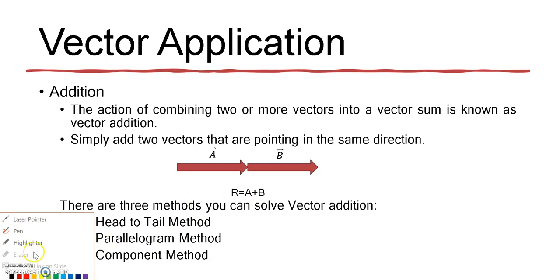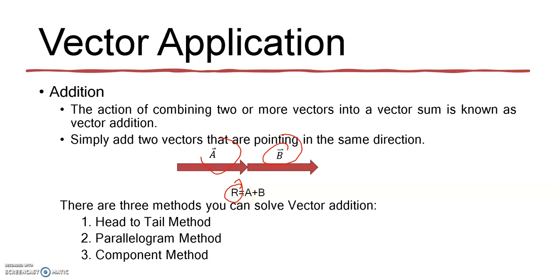Okay, so as you can see here on our screen, there are two connected arrows that are pointing in the same direction. Therefore, these arrows can be added and are examples of vector addition. Okay, as I've said a while ago, vector addition is always represented with R, or the so-called resultant. So adding vector A plus vector B gives you a resultant vector.